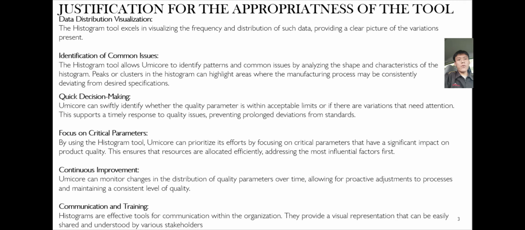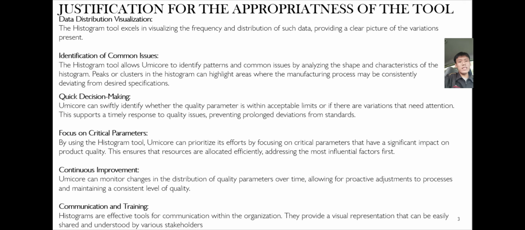Number 4, focus on critical parameters. By using the histogram tool, Umicore can prioritize its efforts by focusing on critical parameters that have a significant impact on product quality. This ensures that resources are allocated efficiently, addressing the most influential factors first.